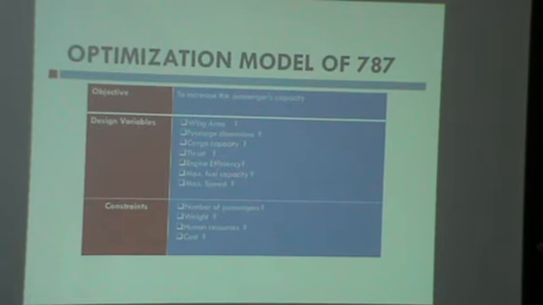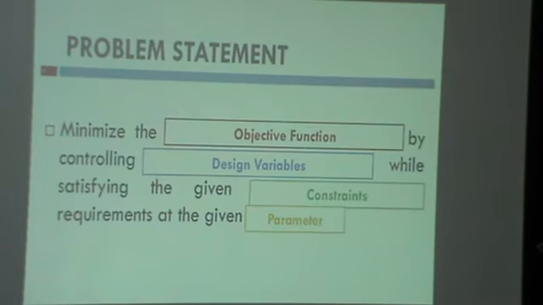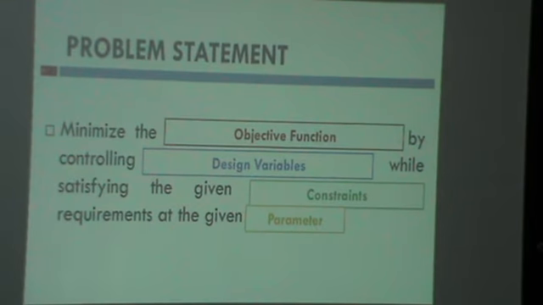Actually, all the constraints come down to cost. So this is the systems optimization model of 787. That's how they defined the objective function or the problem statement for 787. Minimizing the objective function by controlling design variables while satisfying the given constraints requirements at given parameters. So इस तरह उन्होंने इस प्रॉब्लम को, सारे सिस्टम की प्रॉब्लम को डिफाइन किया, एंड दे केम अप विद 787.